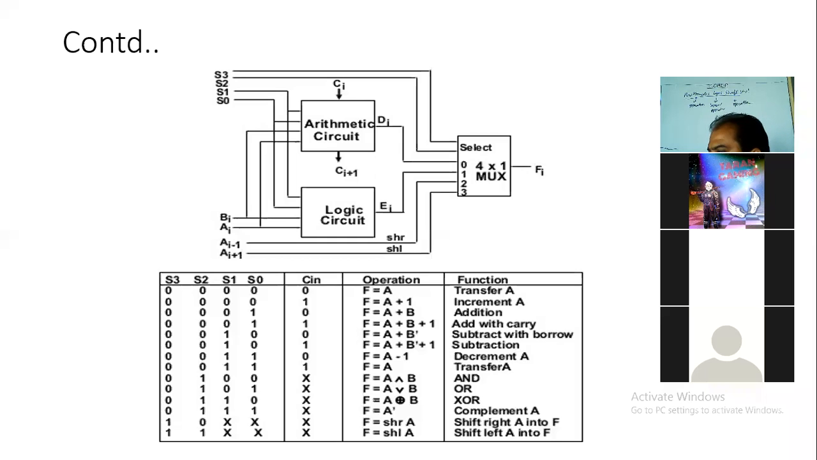Now, let us suppose by using selection variables S2 and S3, we have selected the arithmetic circuit. In the arithmetic circuit, we have a total of 8 operations. For example, it may be add, subtract, increment, decrement, add with carry, subtract with borrow, and so on. Now, S0 and S1 selection variables will select a particular operation. Now, logic operation.